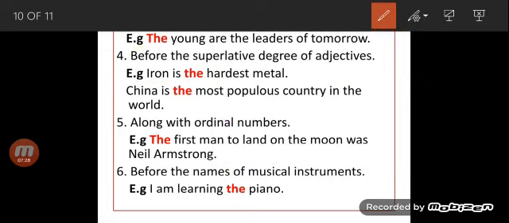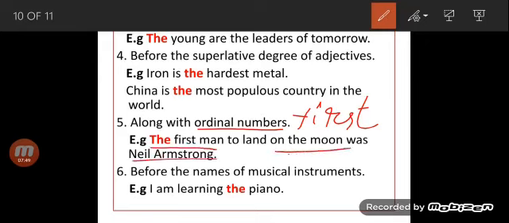Next is along with ordinal numbers. Ordinal numbers means like we write first, second, third. In that case we use article the. For example, the first man to land on moon was Neil Armstrong. So before ordinal numbers we use article the.